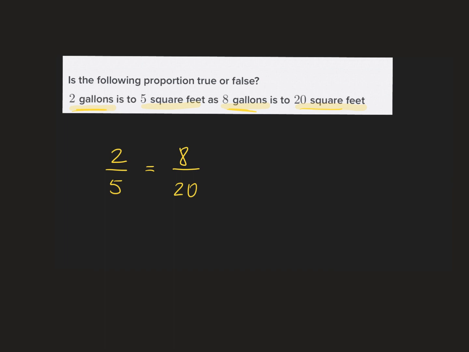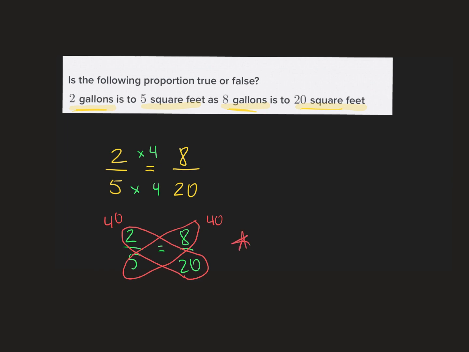Now on this one, I can see 5 times 4 equals 20. So 2 times 4 must equal 8. So these are, yes, proportional. I could have also multiplied our diagonals, used our cross multiplying. 5 times 8 equals 40. So 2 times 20 equals 40.